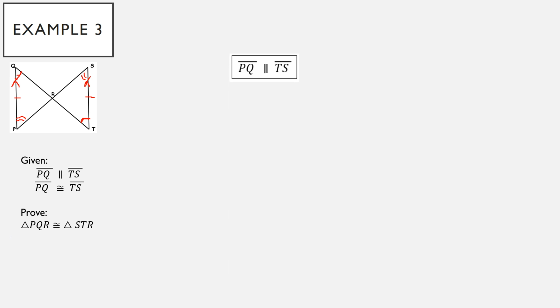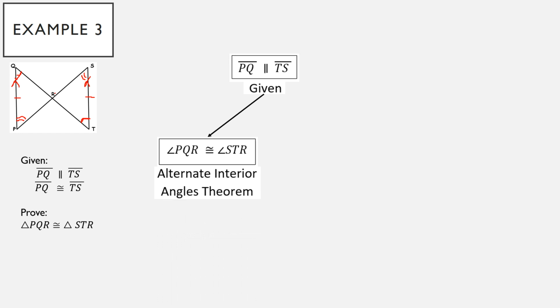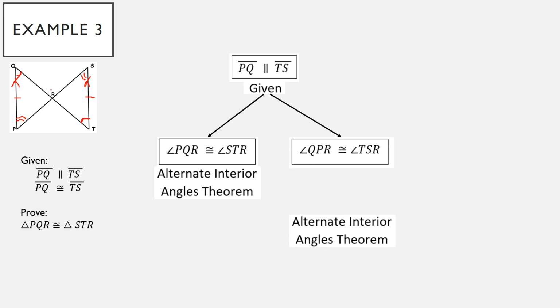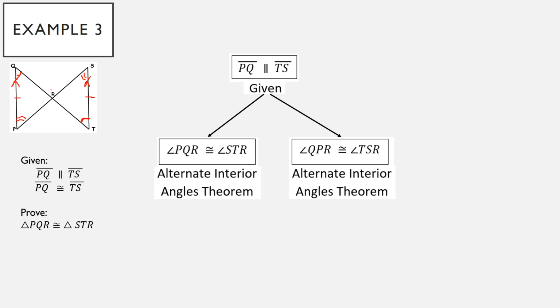Because PQ is parallel to TS, what do I know? And that's a given statement. I know that angle PQR, this is the first one I marked, is congruent to STR, and that is by the alternate interior angle theorem. That tells me that alternate interior angles are congruent. From that same initial statement, I also know that the other angle, QPR, is congruent to angle TSR, and that's by the same reason: alternate interior angle theorem. Alternate interior angles are congruent.